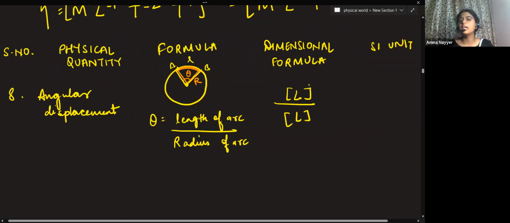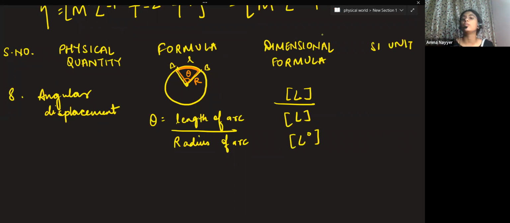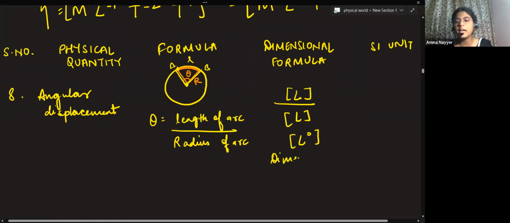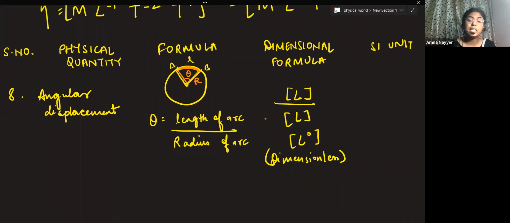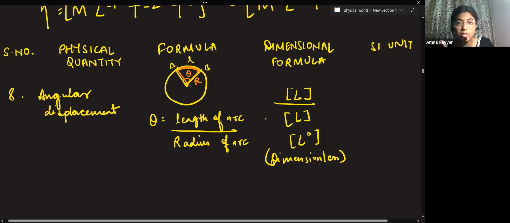So see, what are we getting? Length and length is getting cancelled. We are getting L to the power 0. It means this is a dimensionless quantity. It has no dimension. So there is no dimension of angle, and neither is there any dimension for angular displacement. But remember, this is that quantity which has no dimensions, but it has an SI unit, which is radian.